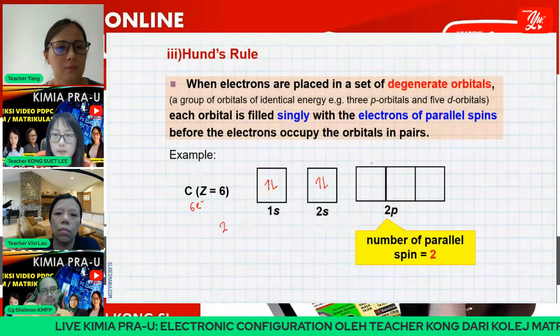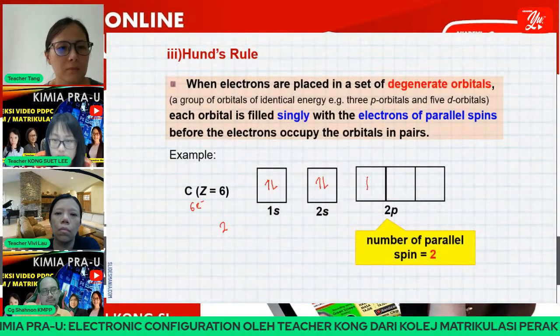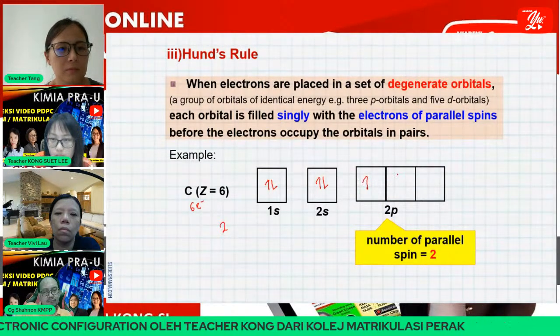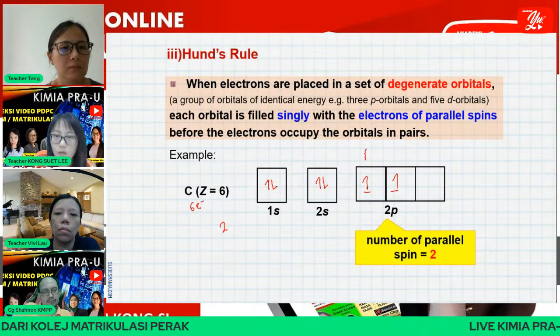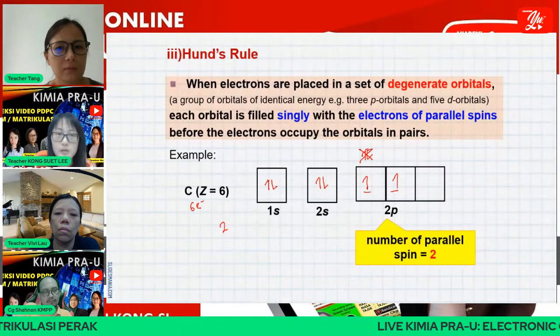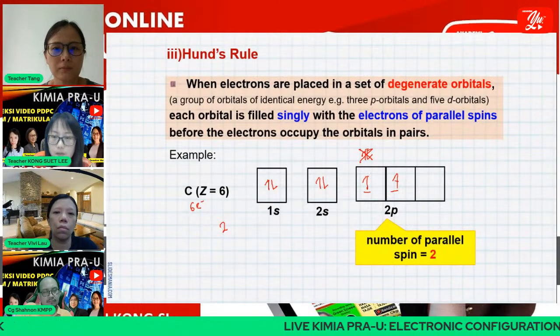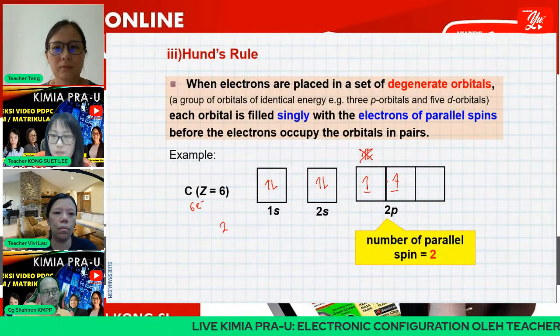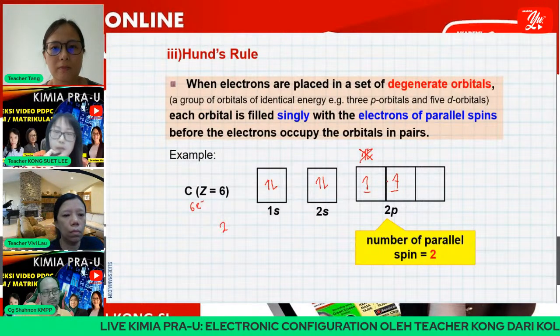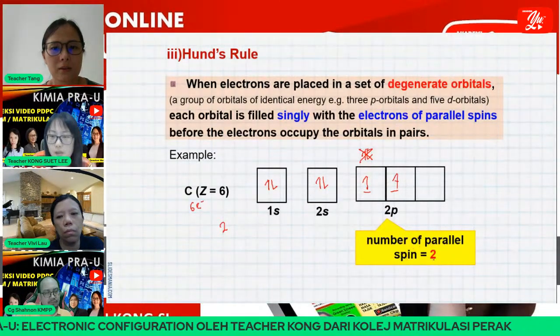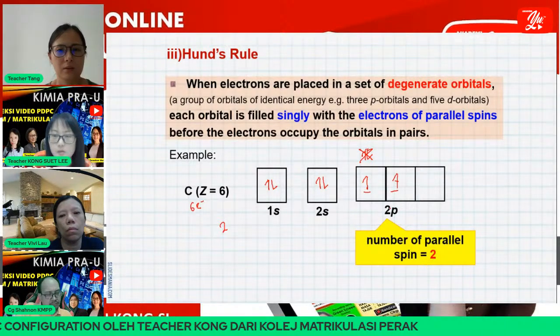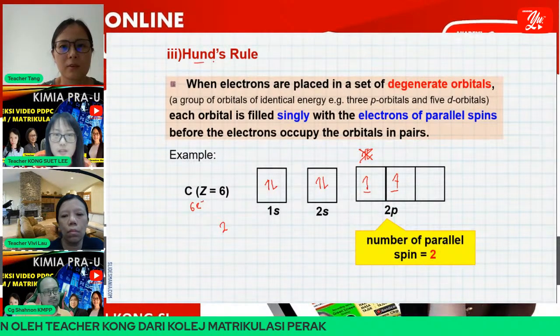We have to place them singly with the electron of parallel spin. So that means I have to singly fill first. I cannot fill like this. This one cannot, because according to Hund's rule, I have to singly fill first, and then with the same, with the parallel spin. Maksudnya arah yang sama. So the number of parallel spins equals 2.